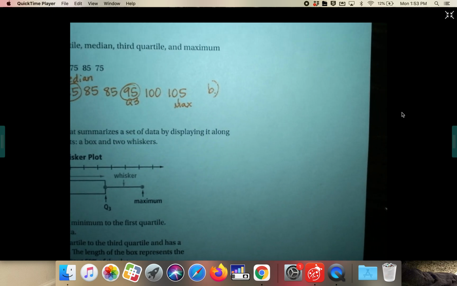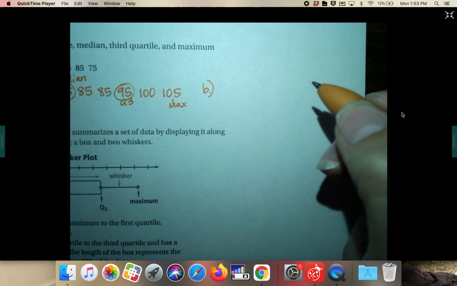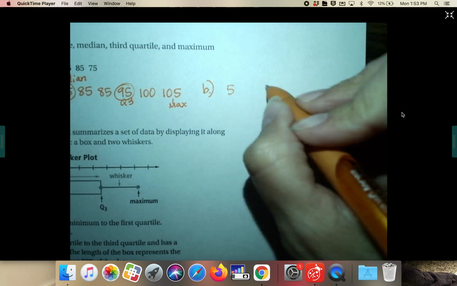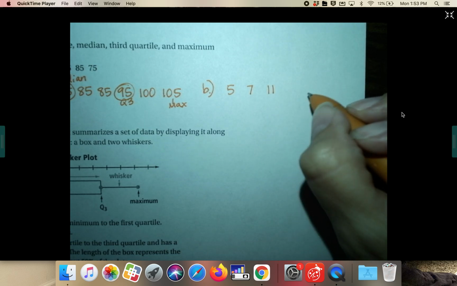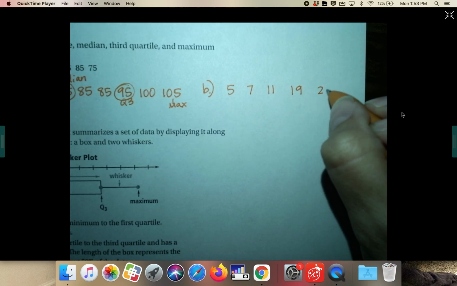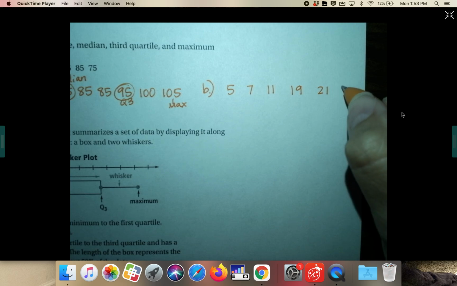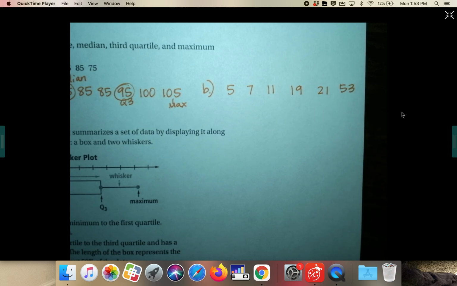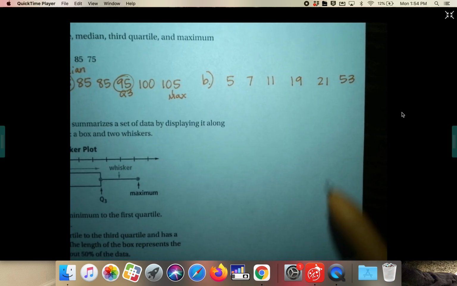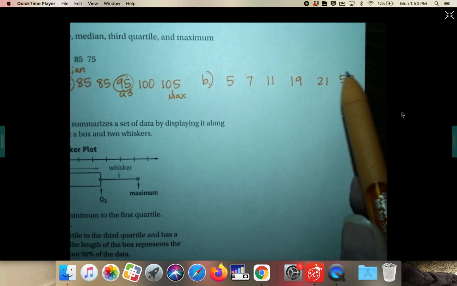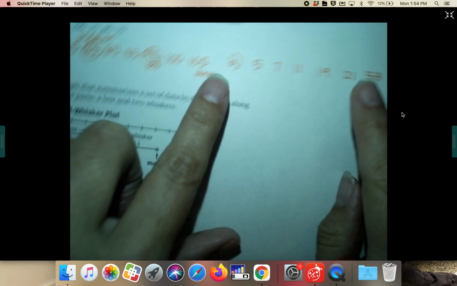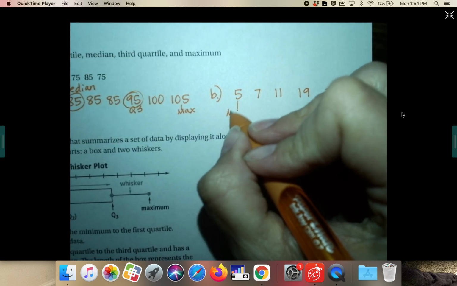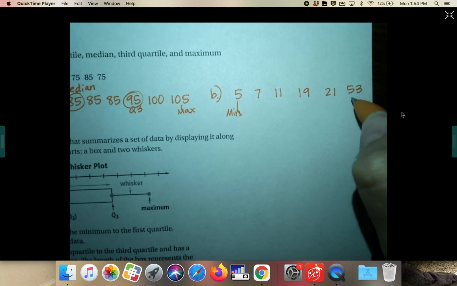Letter B, there were only a few numbers, so it would be 5, 7, 11, 19, 21, and 53. Ooh, that's like an outlier. We don't really talk today about outliers, but it's a number that's way, way separated from the data. Okay, so this is definitely the minimum, 5. Oops, minimum. 53 is definitely the maximum.